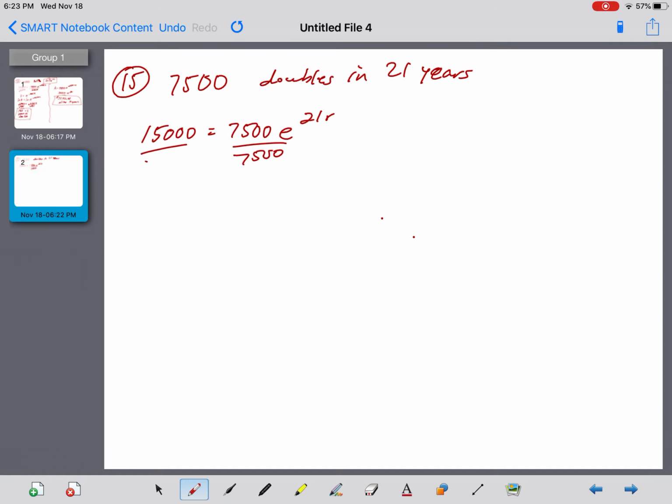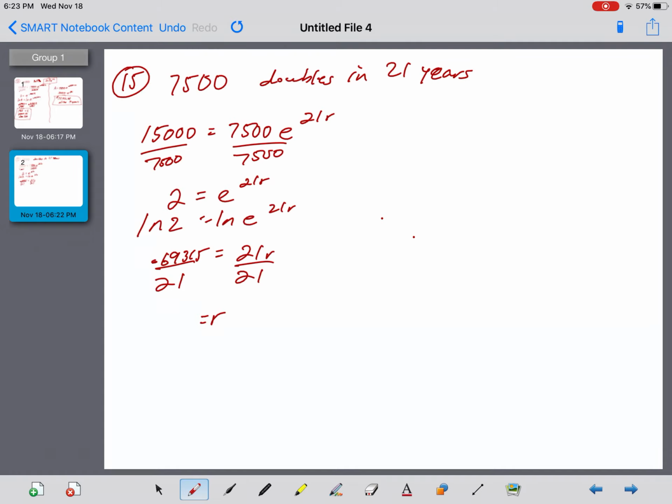Well, we're going to do a division here. And just like in the previous problem, when we do the division, we're going to get 2 is equal to E to the 21R power. We're going to natural log both sides. And then this is going to be that 0.69315 again. And this is going to be the 21R. And we're going to divide both sides by 21. And the rate this time is 0.033, but we'll have to move the decimal over 2 places. That's 3.3%.